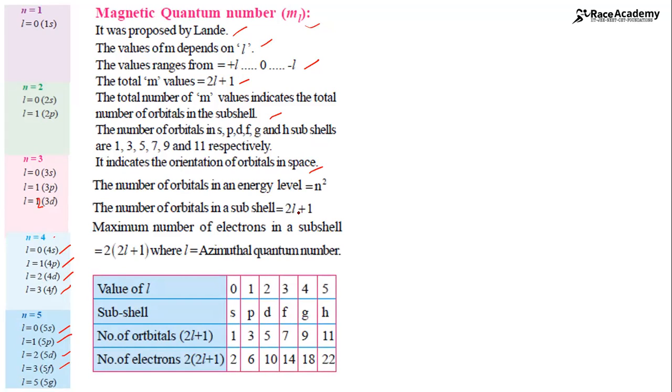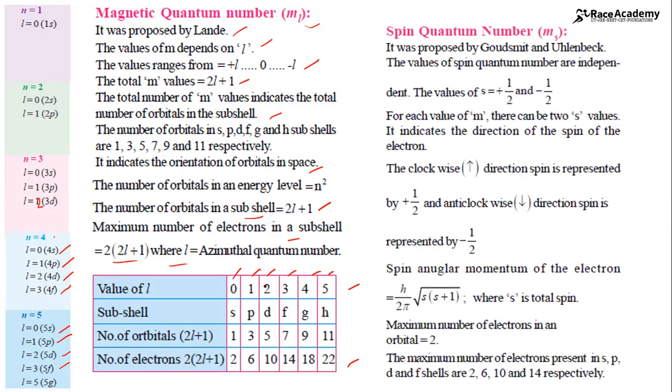And not only that, the number of orbitals in a subshell can be calculated using the 2L plus 1 formula, and the maximum number of electrons can be calculated using 2 into 2L plus 1, if you know the L value. So that is tabulated here. The values 0, 1, 2, 3, 4, 5 correspond to the subshell symbols s, p, d, f, g, h. The number of orbitals is 1, 3, 5, 7, 9, 11 respectively. The maximum number of electrons in these subshells is 2, 6, 10, 14, 18, 22. This is how the calculation can be observed.